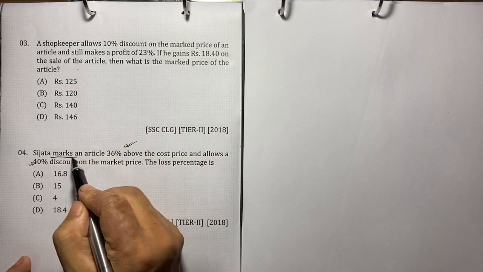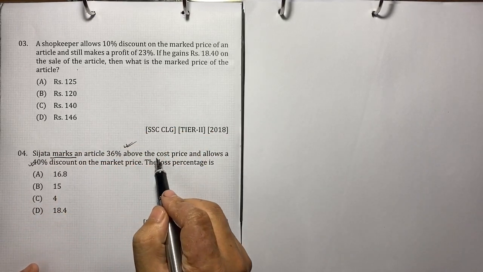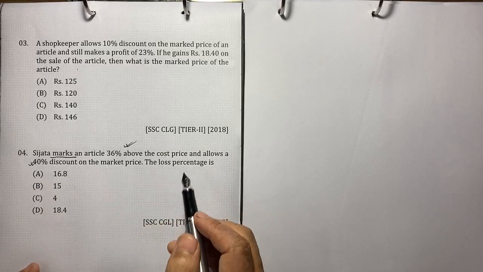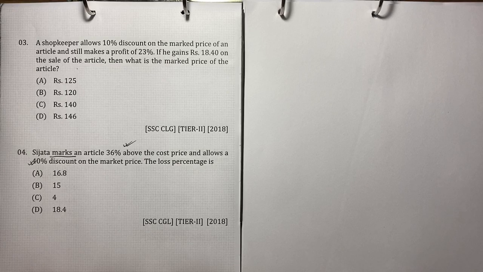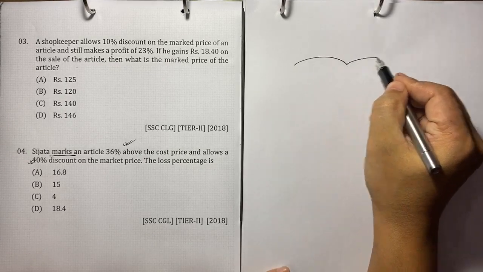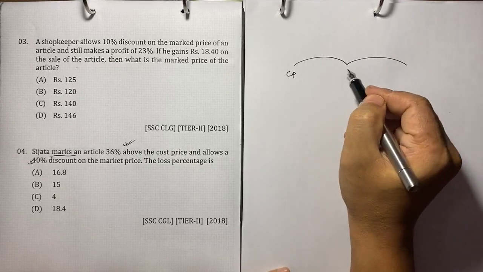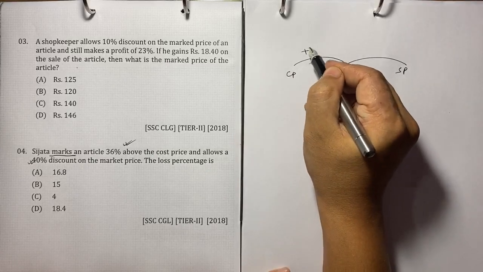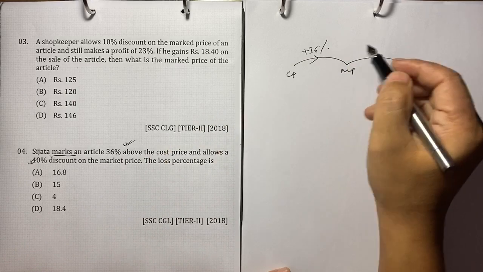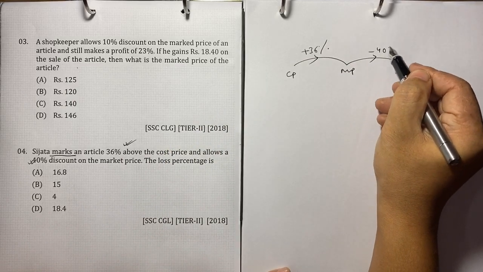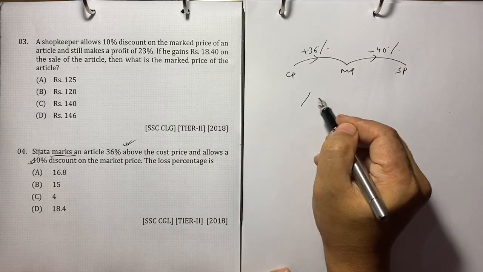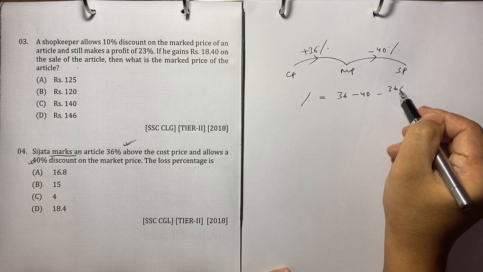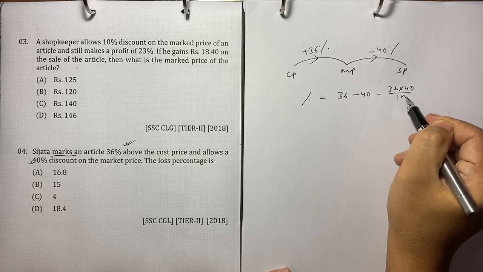Sajita marks an article 36 above the cost price and allows a 40% discount on the mark price. The loss percentage is. In this problem, cost price, mark price, selling price. Plus 36%, and discount is 40%. By overall percentage change it will be 36 minus 40 minus 36 into 40 divided by 100%.